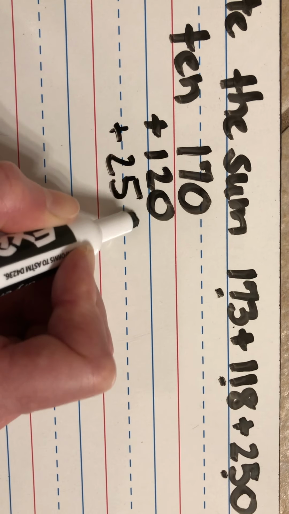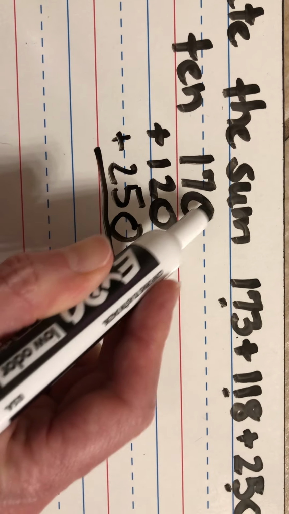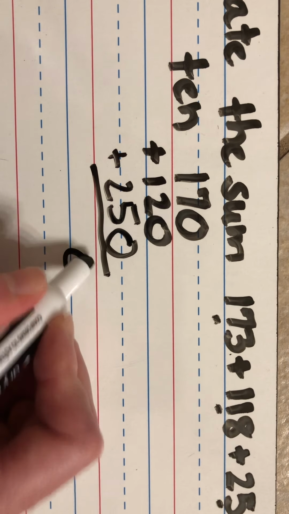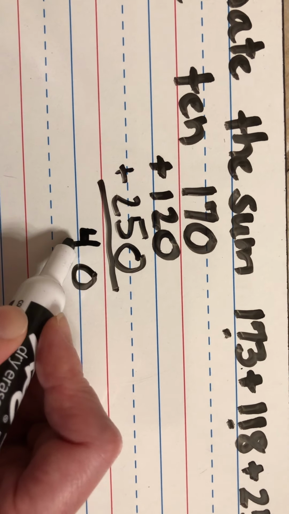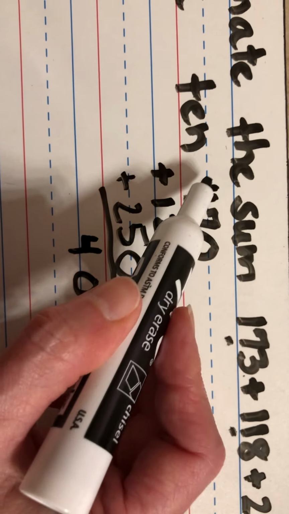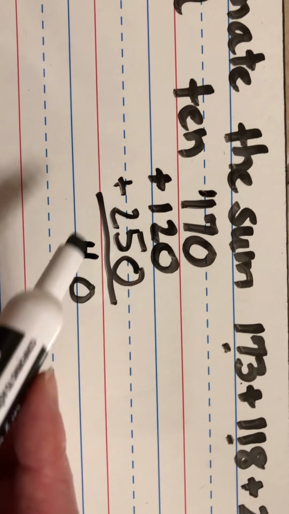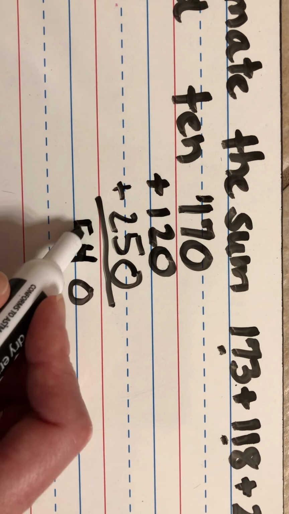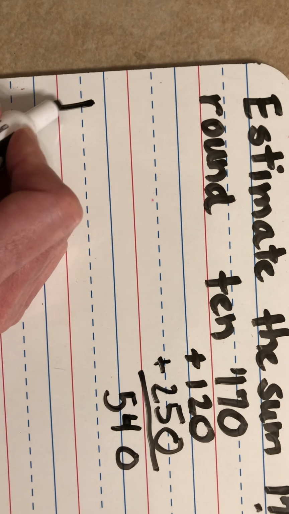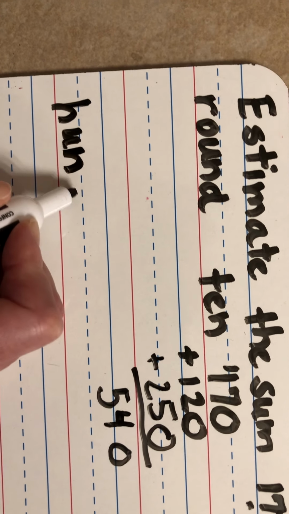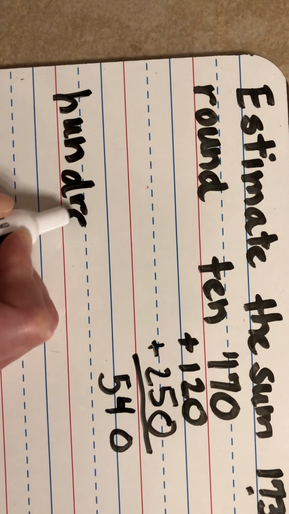So then you add these together. First add the ones. Then add the tens. 9 plus 5 is 14. Carry the 1. 2, 3, 4, 5. So 540. Now sometimes they'll ask you to round to the nearest hundred or hundreds place.